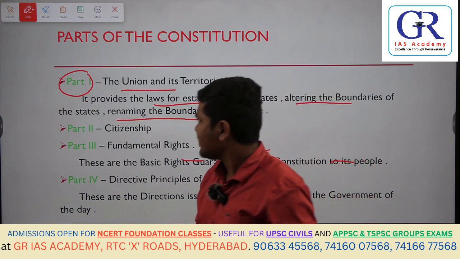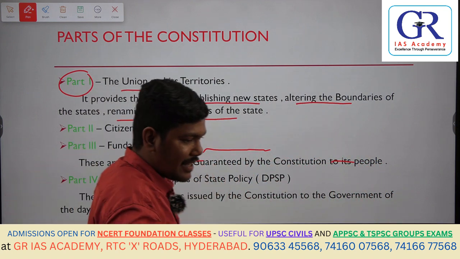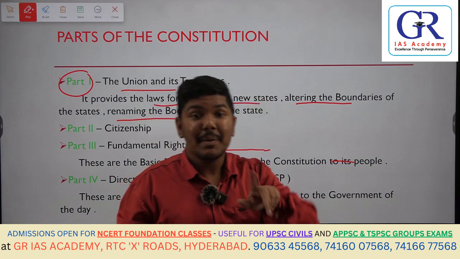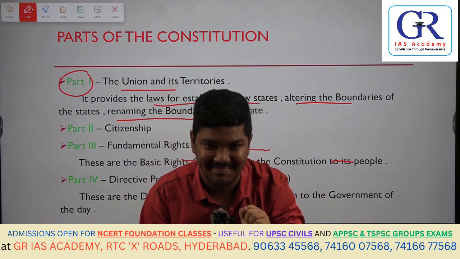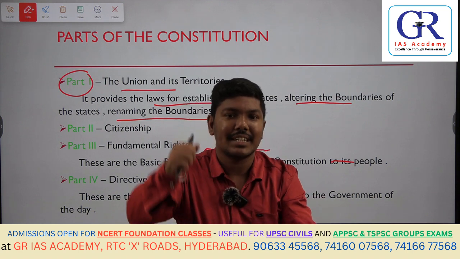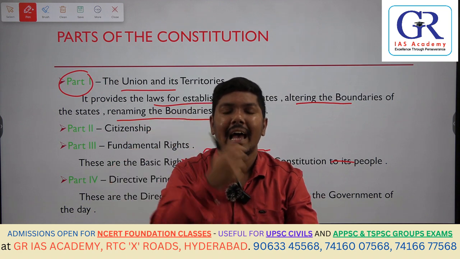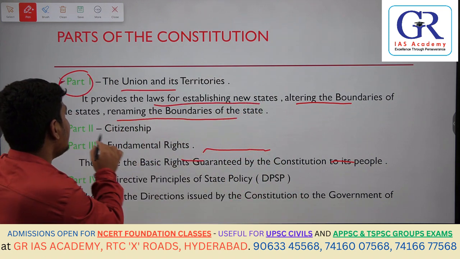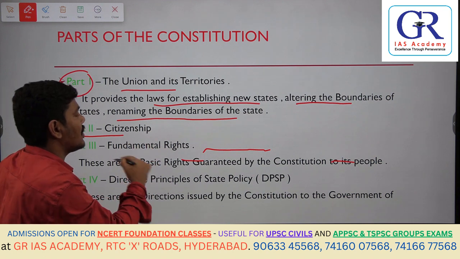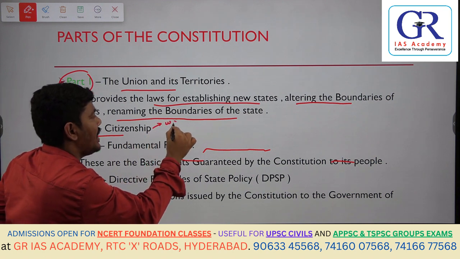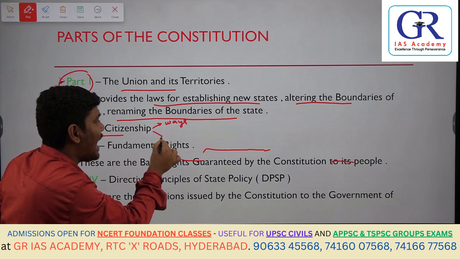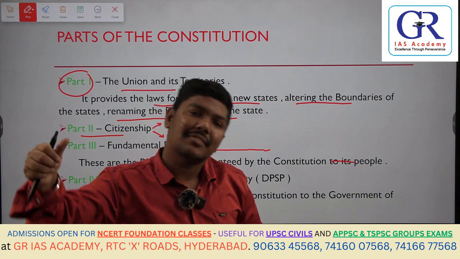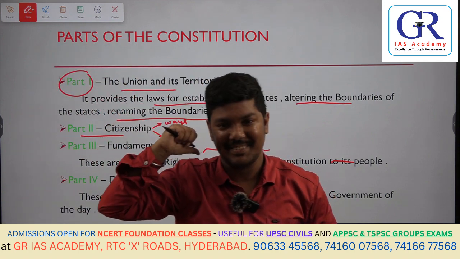Part 1. The next: once you are ready with the land, there should be people on the land, and people should have citizenship. The first is land, which is why we mentioned Union and its territory as Part 1, and number 2 is citizenship. So Part 2 deals with citizenship. In this part, there are different ways to acquire citizenship and different ways one can lose it. We will discuss all those things when we discuss citizenship.